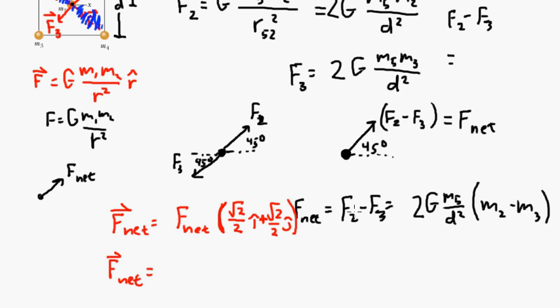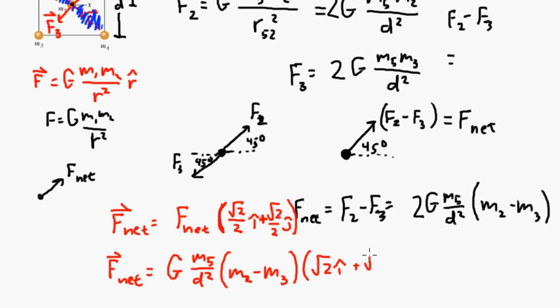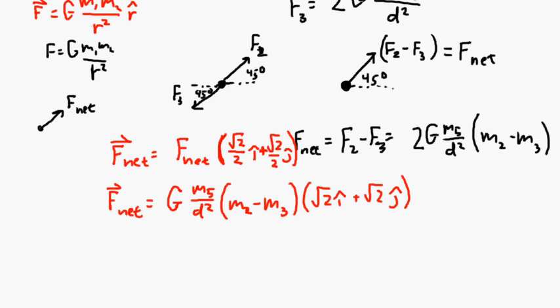F net equals, we're going to take this whole expression, and I'm going to hold the 2 out for a minute, and you'll see why in a second. So capital G times m5 over d squared times m2 minus m3, and then this 2, which we multiply by this stuff, so this is going to be radical 2 i hat plus radical 2 j hat. Okay, so let's find out what this is going to be here.